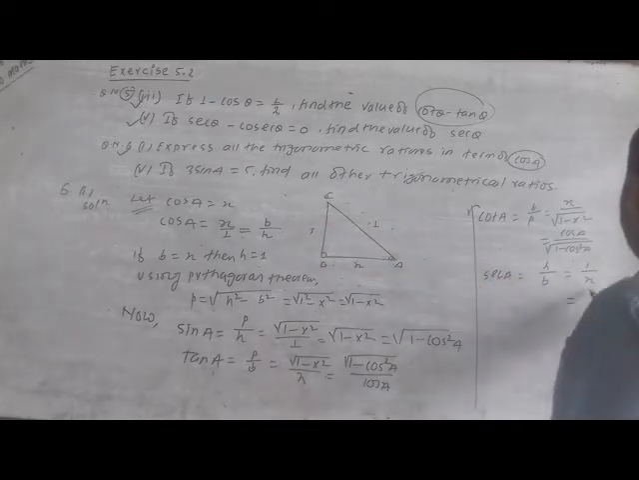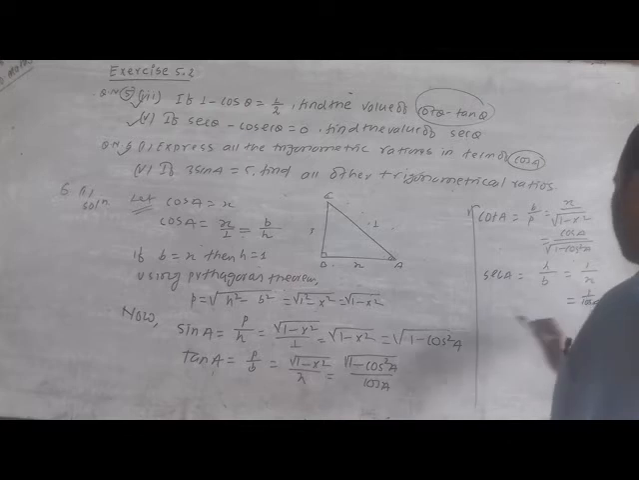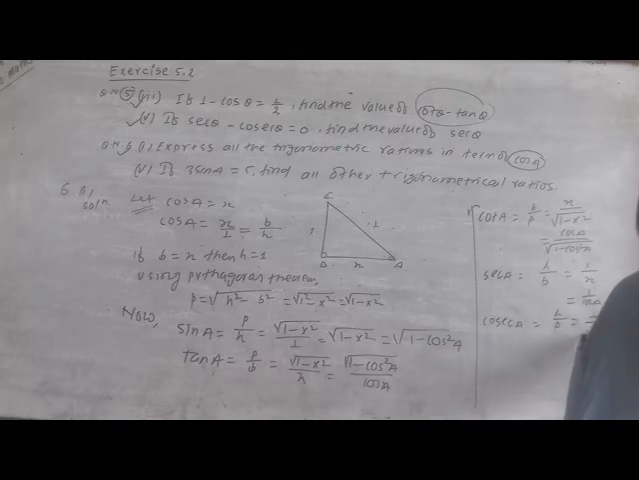What does b represent? 1 by cos a. After that cosec a is h by p. So h represents 1, and p represents the square root of 1 minus x square. Okay, so 1 by what is the value of x square? x. So cos a square a.